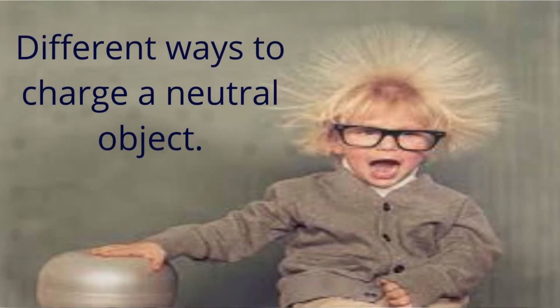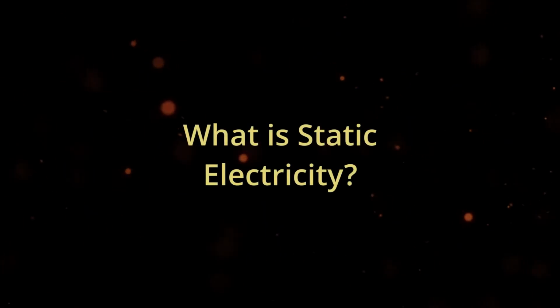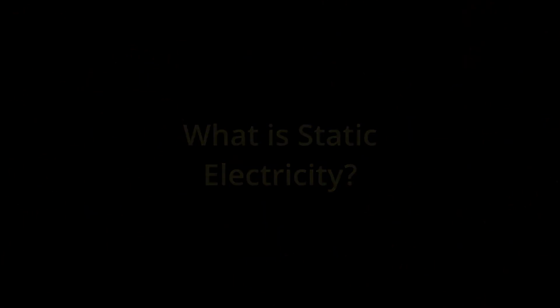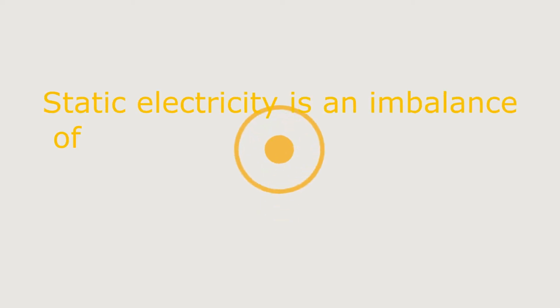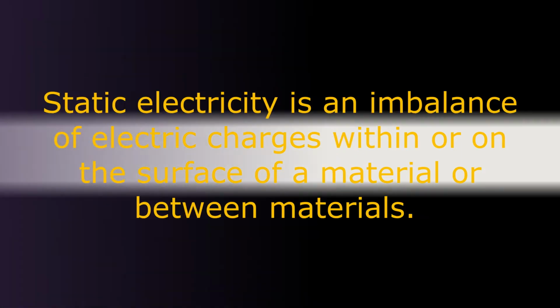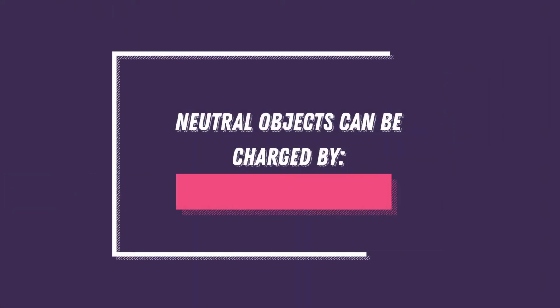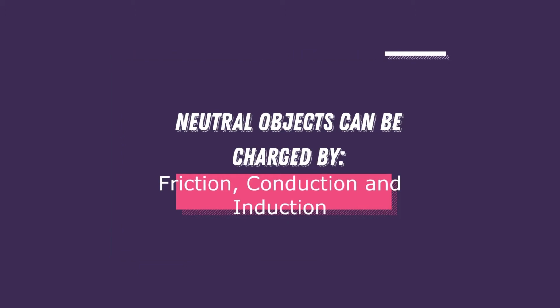Hey guys, welcome back. In this video, you will understand the different ways to charge a neutral object. You must first understand what static electricity is. Static electricity is an imbalance of electric charges within or on the surface of a material or between materials. Neutral objects can be charged by three methods: friction, conduction, and induction.